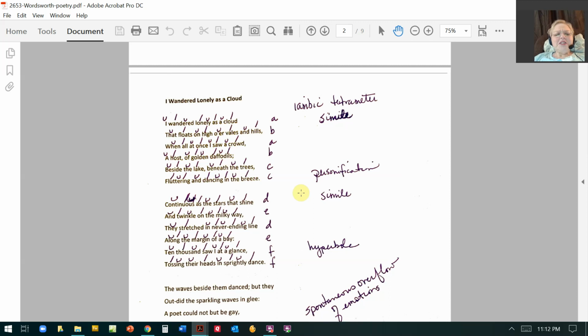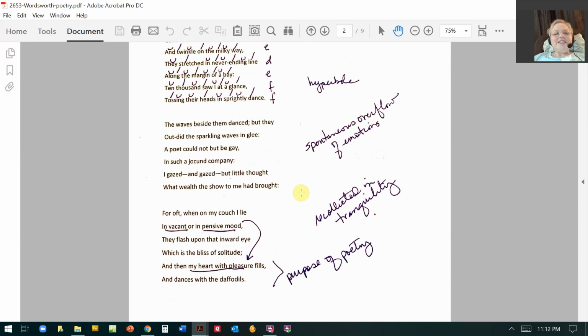So he says, continuous as the stars that shine and twinkle on the Milky Way, they stretched in never-ending line along the margin of a bay. Ten thousand saw I at a glance, tossing their heads in sprightly dance. The waves beside them danced, but they out-did the sparkling waves in glee. A poet could not but be gay in such a jocund company. I gazed and gazed, but little thought what wealth the show to me had brought.